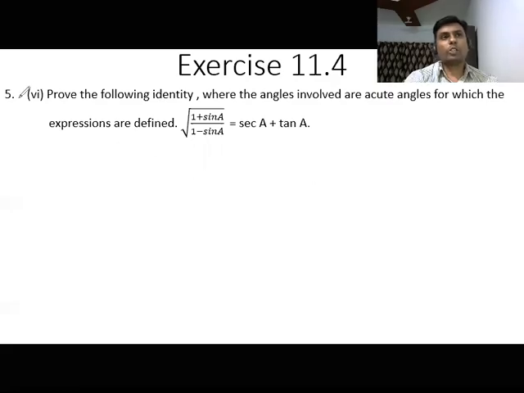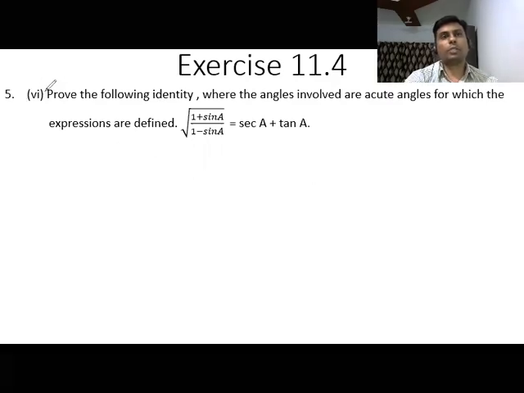Welcome back. Now I'm going to do the sixth subsection of the fifth numerical in the fourth exercise of Introduction to Trigonometry. The question is: prove the following identity where the angles involved are acute angles for which the expressions are defined. Root of 1 plus sin A by root of 1 minus sin A is equal to secant A plus tan A. So first we will write down the question.